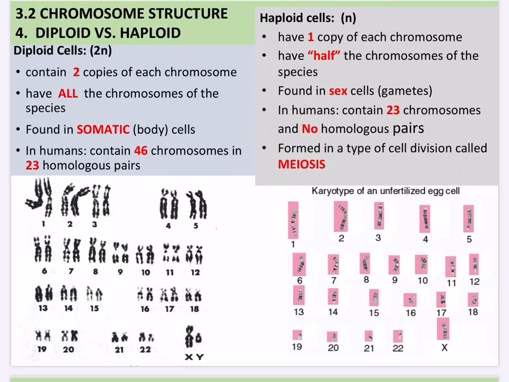Haploid cells have 1 copy of each chromosome. Haploid, half. If you can remember, haploid, half. Haploid cells have half the chromosomes of the species. So in humans, a haploid cell would have 23 chromosomes. This is the type of cell that you only find 1 type of in your body, and that's our gametes, which are our sex cells. So in males, we're talking about the sperm cell. In females, we're talking about the egg cell.